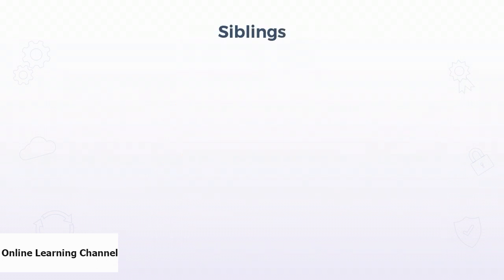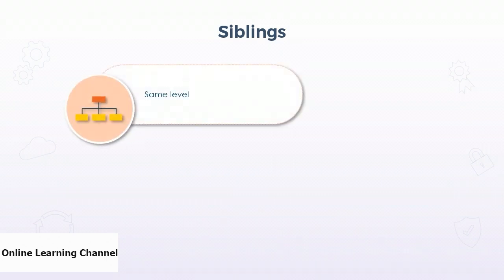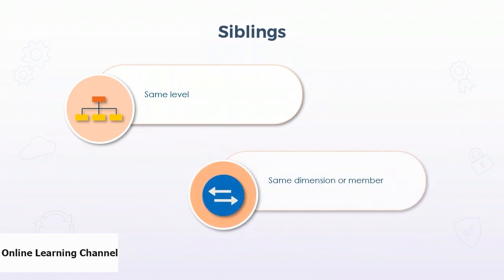Hierarchies have the concept of siblings, which are nodes that are at the same level in the hierarchy and are directly associated under the same dimension or member. In our example, all of the stores in an area, say area A, would be siblings, since they're at the same level, they're all stores, and they're associated to the same member in the level directly above them, area A.